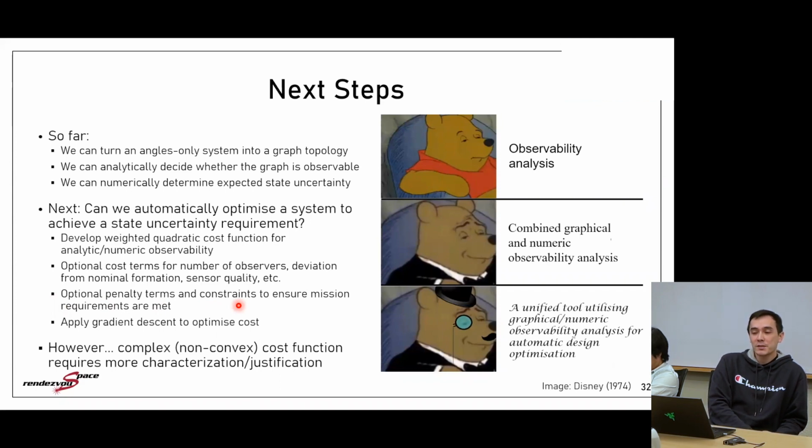The issue is that the observability is complex and can be non-convex. So I think ultimately trying to optimize and characterize this cost function requires a bit more exploration at this stage. But that's some future work for now.